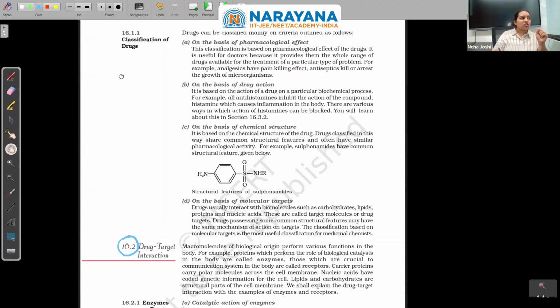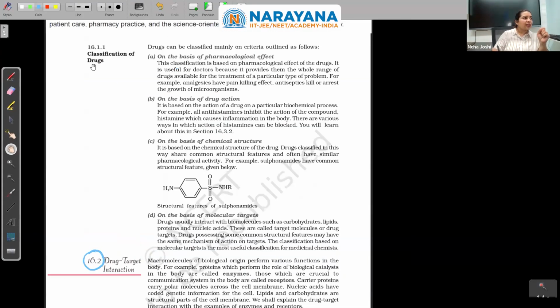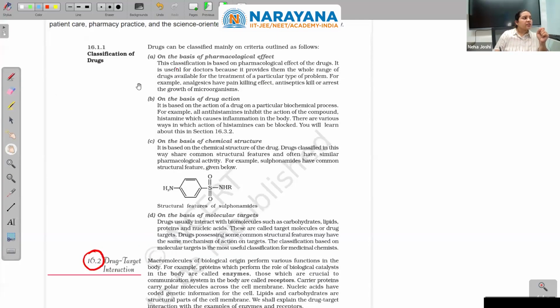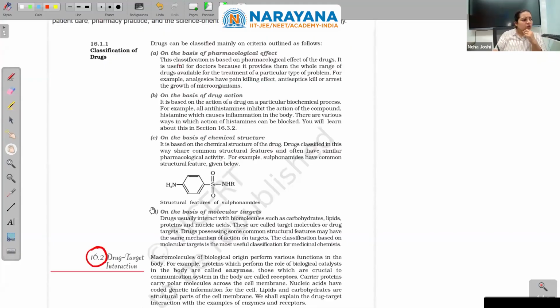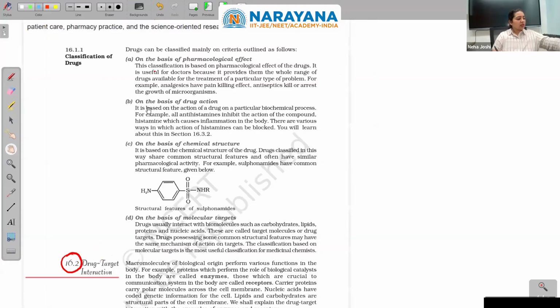Let us start classification of drugs. Now see, the classification of drugs is done into four categories. First, on the basis of pharmacological effect. Pharmacological effect means how the body will react to that chemical. So the first classification is based on the pharmacological effect of the drugs.